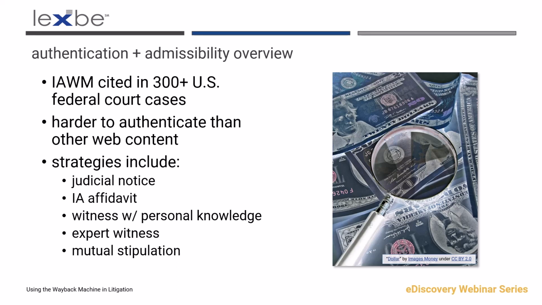Strategies for overcoming these concerns and securing the admission of Wayback Machine evidence include judicial notice, a standard affidavit from the Internet Archive, testimony of a witness with personal knowledge of the web content, testimony of an expert witness, and mutual stipulation by parties to the proceeding. I'll discuss these in greater depth in the section ahead.